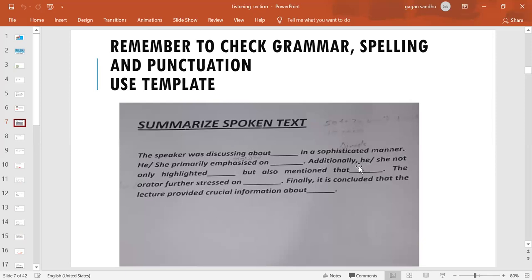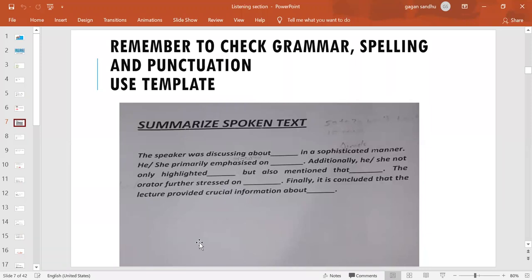Spacing is given where it needs to be, like after additionally, there is a comma, and after the comma there is a spacing, right? He and she, you're not writing both. If the speaker is male, you're writing he. If there is a female voice, then you're writing she, right? So in these both pronouns, you're picking only one, right? So this is how you are following it, fixing the things in here, and you are done with the summarized spoken text, right?